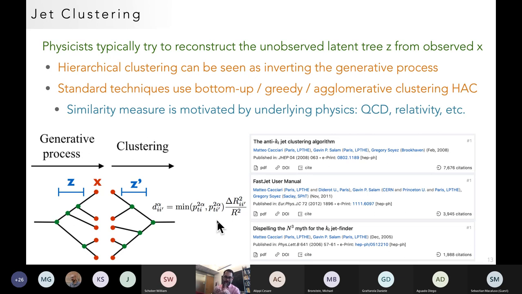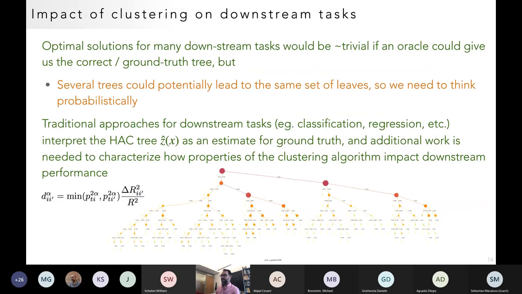And so then you cluster the two that are the closest together. There are papers that have been written about these algorithms. I'm just pointing out that they've been cited thousands of times. So these are very influential papers in the field. And this is just to establish that this is really the traditional way of dealing with this.